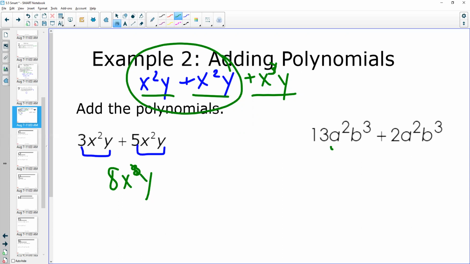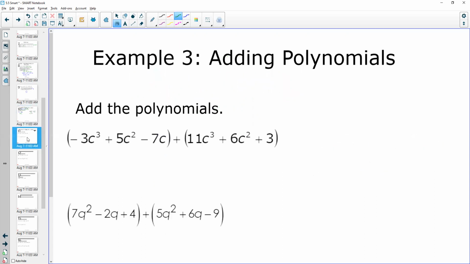Look at the next one, the same variable term. So I have 13 of them, and then I have 2 of them. That's just 15 a squared b cubed. They're just 15 of that thing. Notice I'm not changing the variable terms at all, just how many of them I have.